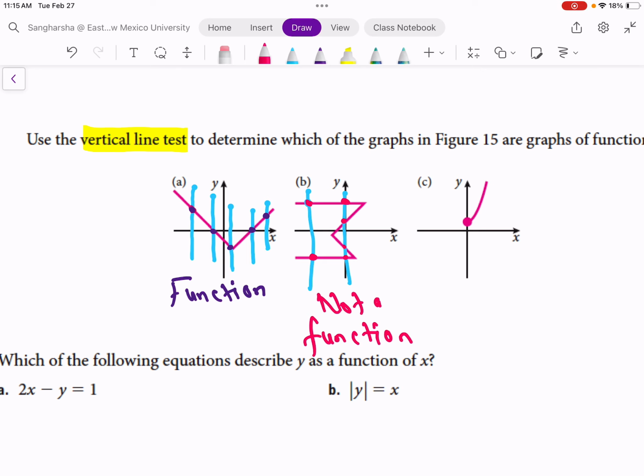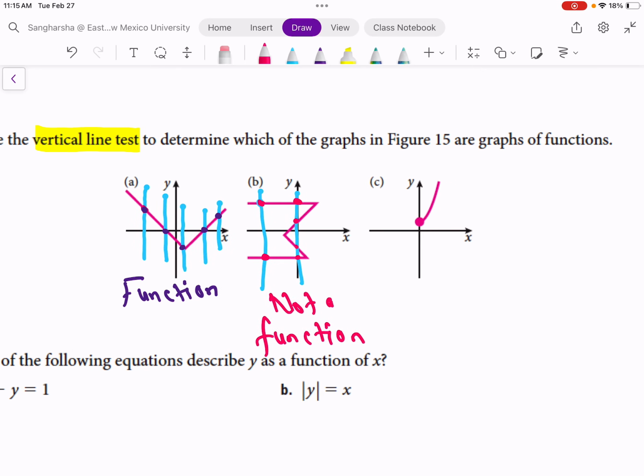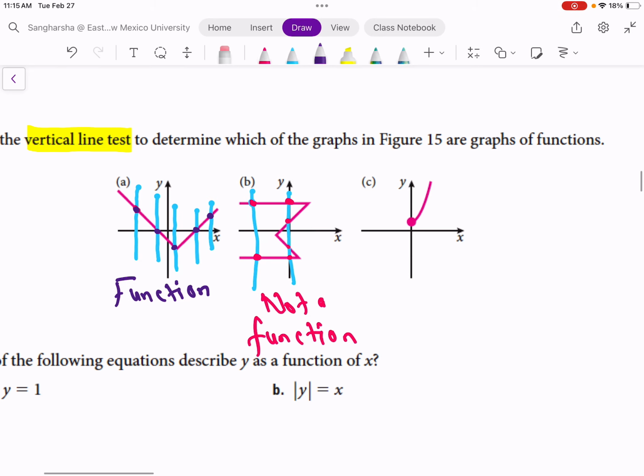Now what do you think about C? Is C a function or not? We can check it by drawing a vertical line. You draw a vertical line, it crosses exactly at one point, which means this is a function. Now why is this true, when the vertical line crosses exactly at one point and this is a function?